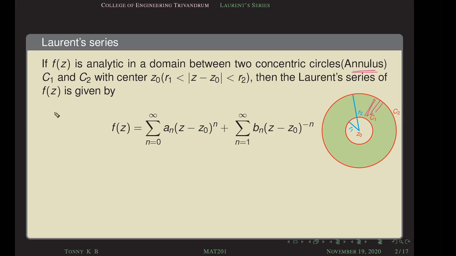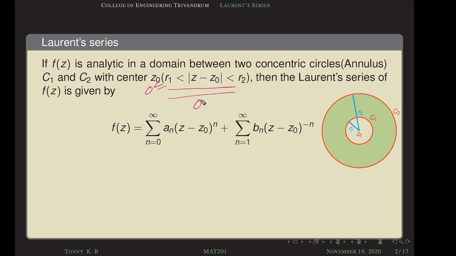The green region is our common region. These types of regions are called annulus. R1 may be 0. Actually 0 less than or equal to R1 less than mod z minus z0 less than R2. R1 may be 0, it is possible. When R1 is 0, it excludes only one point z0.